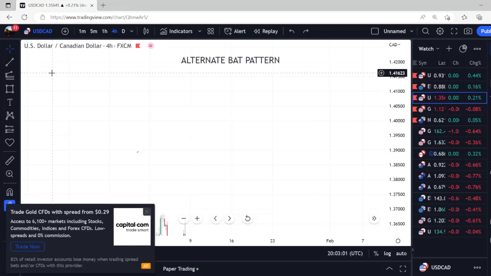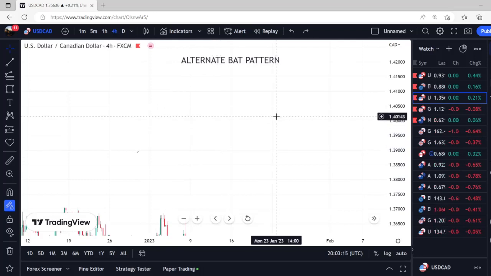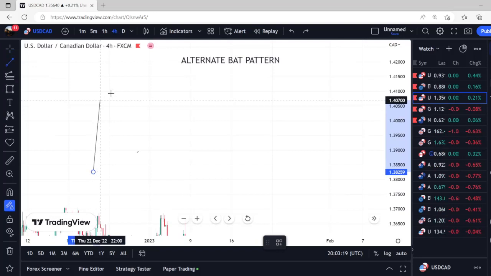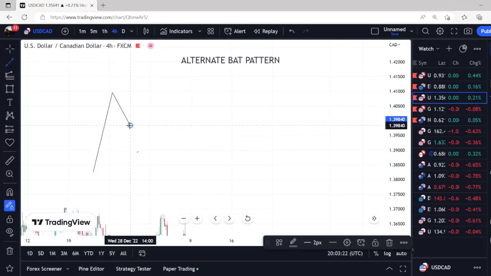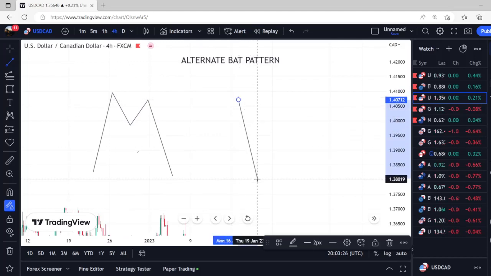In today's video, we'll take a look at the alternate bat pattern. On the previous videos, we discussed the bullish and bearish bat pattern. So today we'll take a look at the alternate bat pattern. Basically, it's the same M and W structures. So all harmonic patterns are M and W patterns.